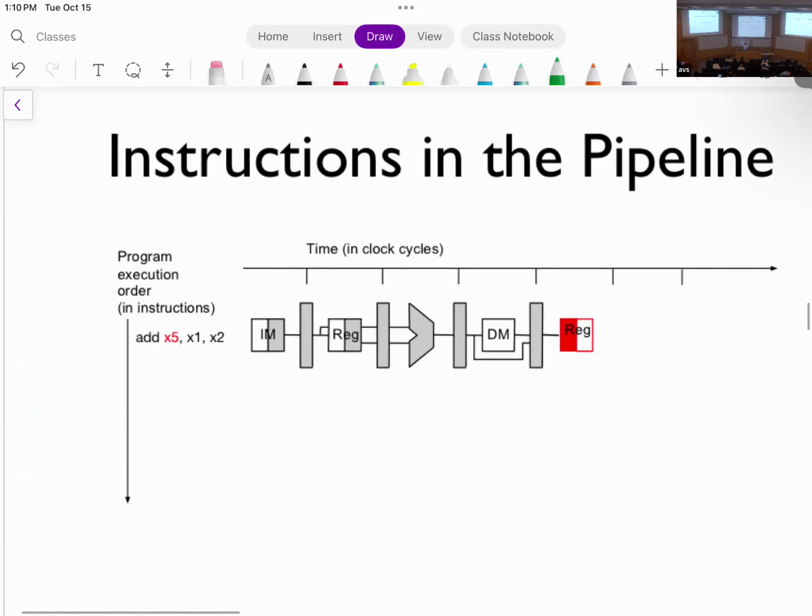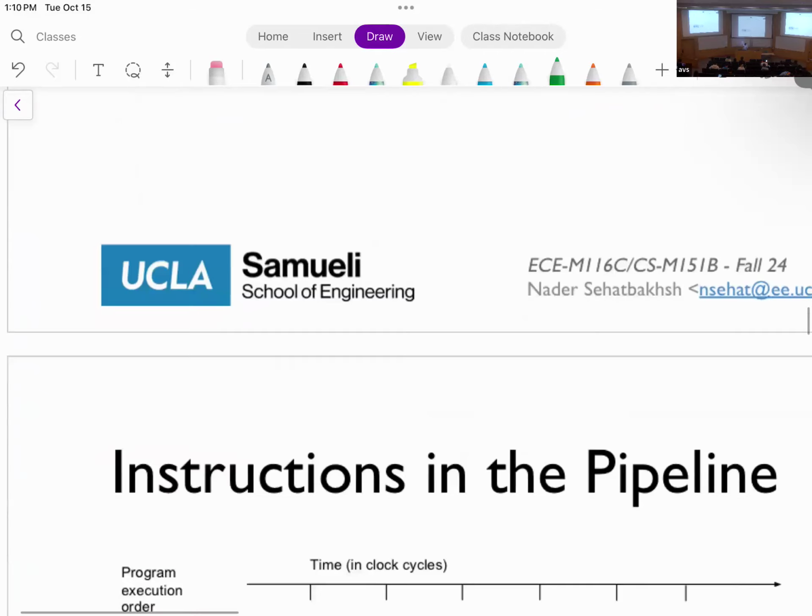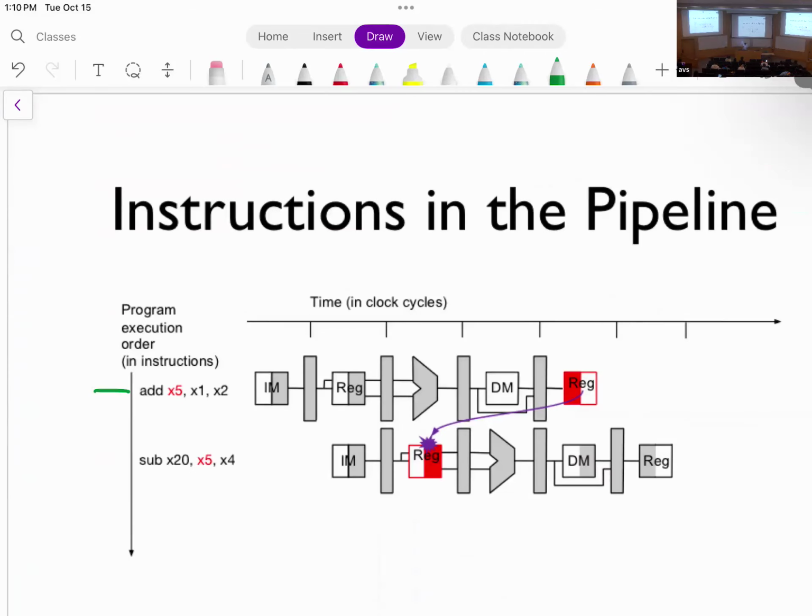If I put the add and sub in terms of timeline, you will see that the add starts from here, then goes here, here, and here. And at the first half of cycle 5, this is when the value of x5 is indeed updated. But if you look into the timeline of the sub, you will see that the fetch happens in cycle number 2, and the read happens in 3, 4, 5, and 6. As you can see, the read happens in the second half of cycle 3.